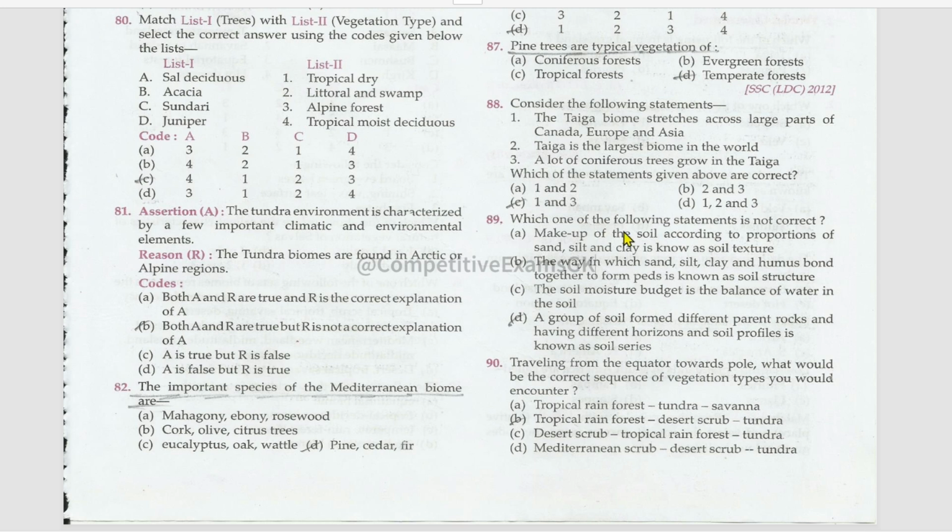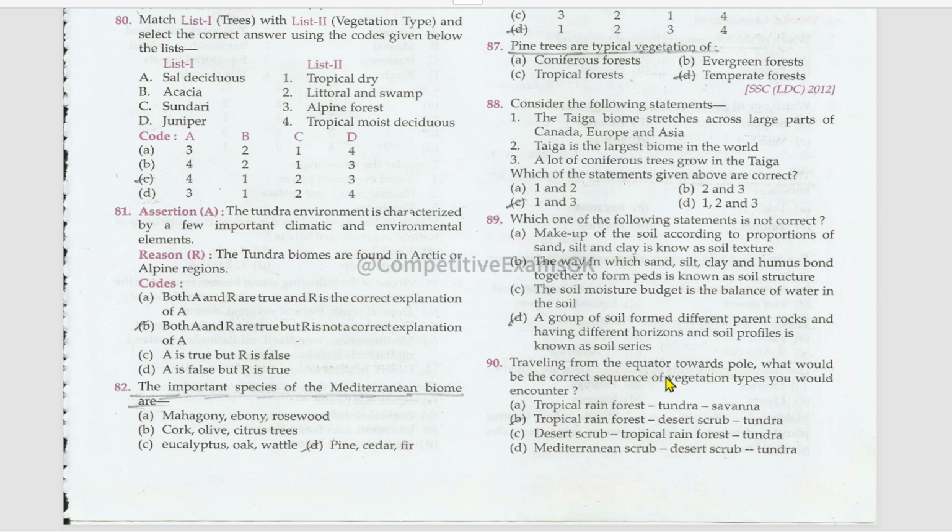Which one of the following statements is not correct? Makeup of the soil according to proportions of sand, silt, and clay is known as soil texture. True. The way in which sand, silt, clay, and humus bond together to form beds is known as soil structure. True. The soil moisture budget is the balance of water in the soil. This is also right. A group of soils from different parent rocks and having different horizons and soil profiles is known as soil series. No, false. Well, D is the incorrect statement and A, B, C are the correct statements.